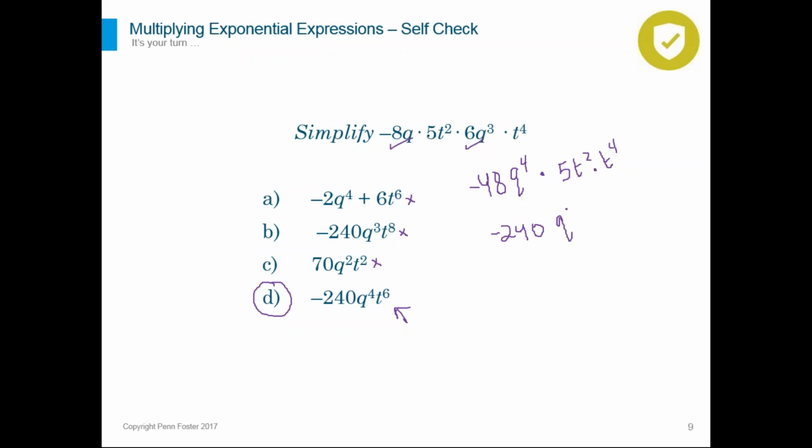Now we have q to the fourth, but we have t and t. We're multiplying, then add the powers: t to the 6. 4 plus 2 is 6. Some students would do 4 times 2 is 8, which is incorrect. It's 6. We're adding. So negative 240 q to the fourth t to the 6. That's the correct answer.